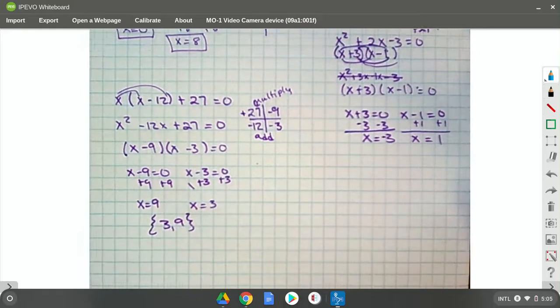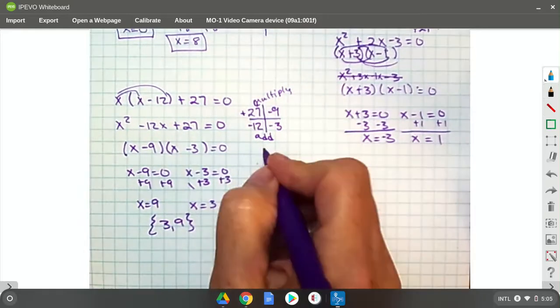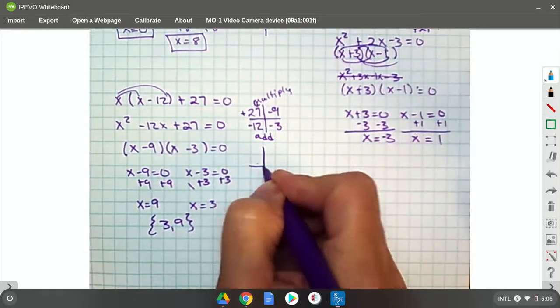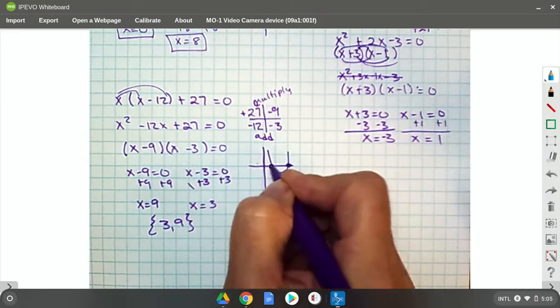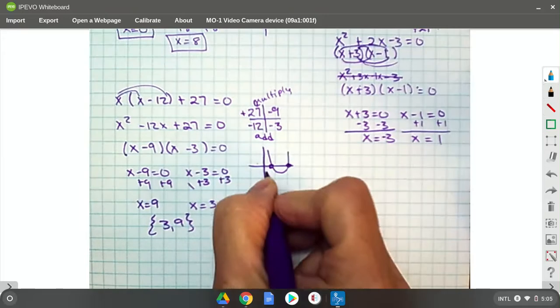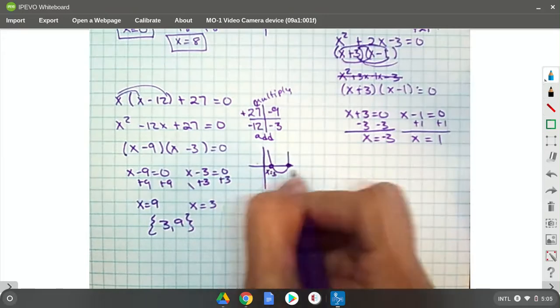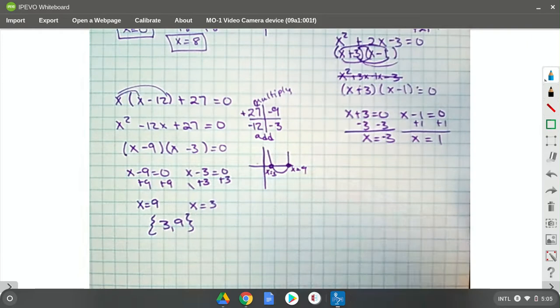Okay? That means when I graph this, my parabola is going to cross the x-axis at x equals 3 and x equals 9. Right? You're going to want that business in chapter 4. So that's just kind of a look ahead.